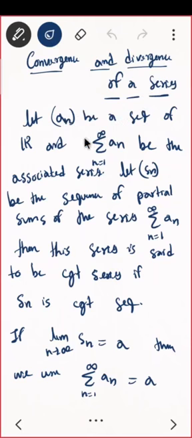Let e_n be a sequence of real numbers, and summation of e_n be the associated series, and let S_n be the sequence of partial sums of the series. Correct. Then this series is said to be a convergent series if S_n is a convergent sequence, the associated sequence of partial sums. If this sequence is convergent, then I'll say that my original series is convergent. That means if limit n tending to infinity of S_n is equal to, say, a, then I will say that summation n equal to 1 to infinity of e_n is equal to a.